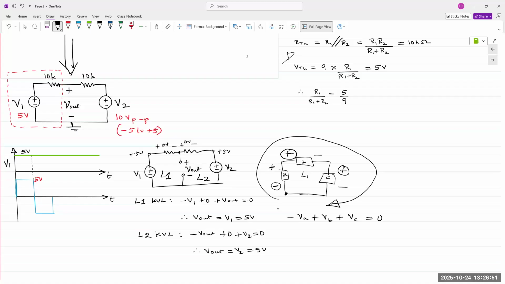Doesn't matter. If I was to sum up this way, let's say I started from this corner, and I go around this way, what would I get? I would get VC, VB, and VA as equal to 0. In that case, I would have VC as minus, and then VB would also be minus, and then VA would be plus, equal to 0. But they are both the exact same equation. That's how I apply my KVL.